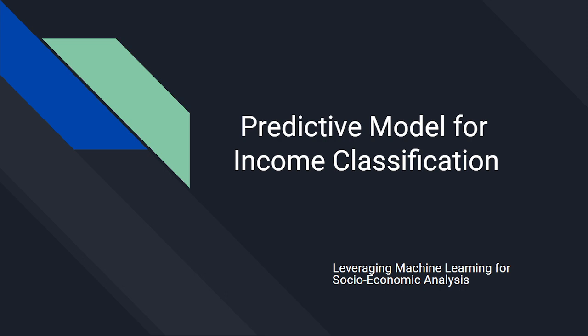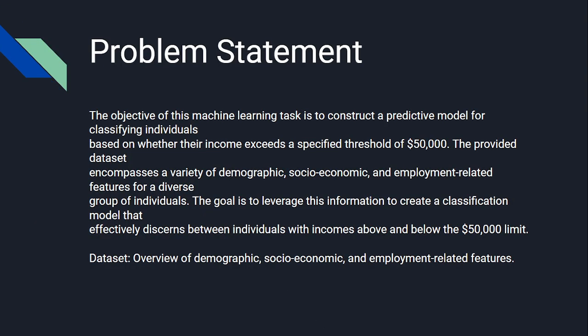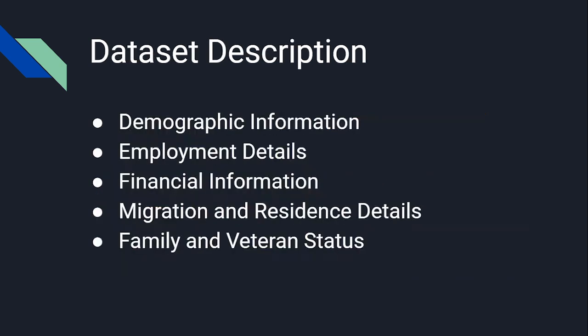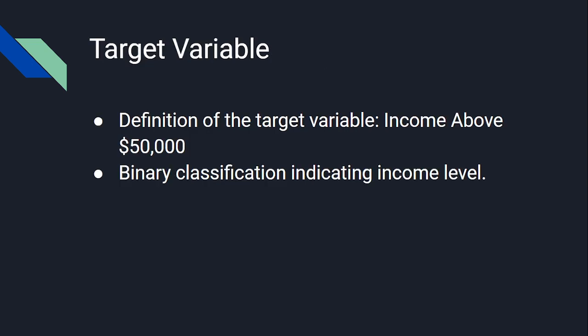In this video, we'll be discussing a predictive model for income classification. Our main objective is to develop a model that can accurately classify individuals based on whether their income exceeds a specified threshold of $50,000. Let's start by taking a look at the dataset we'll be working with. It contains a wide range of demographic, socioeconomic, and employment related features. These features provide valuable insights into the factors that influence income levels. Our task is to predict whether an individual's income exceeds $50,000 or not.